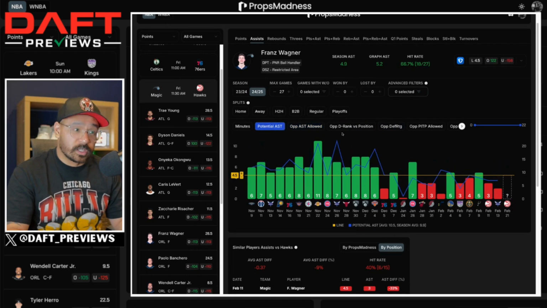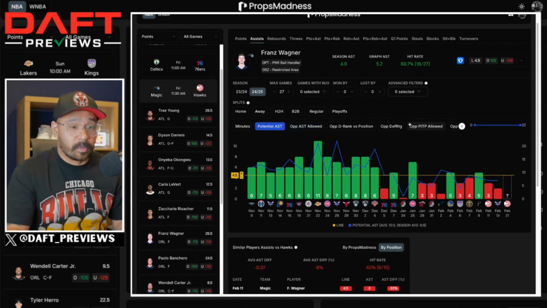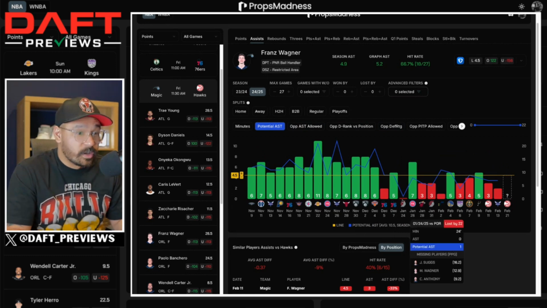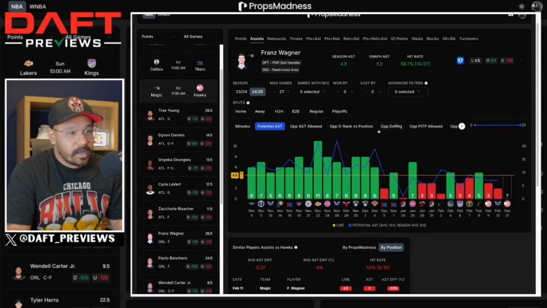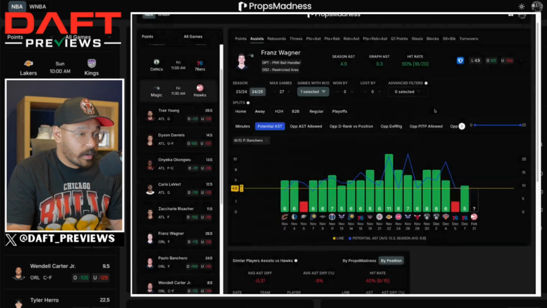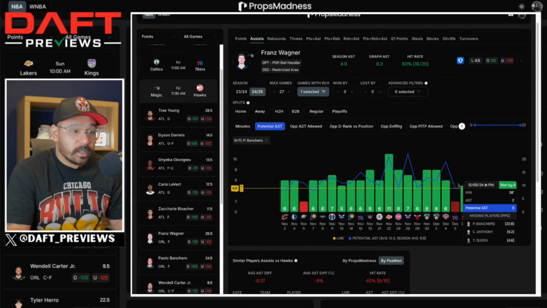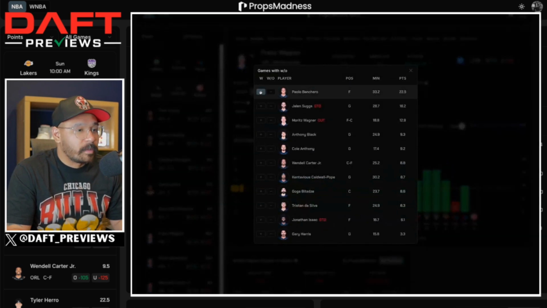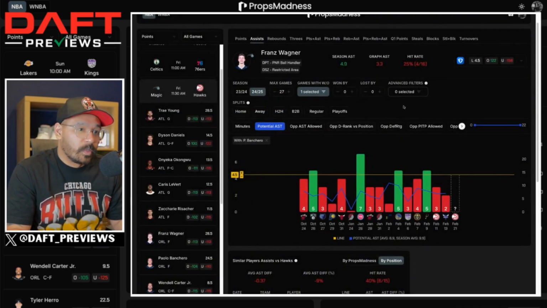And we can see just with Franz, I'm not going to take this as a bet, but in terms of potential assists, we can see recently, since January, his potential assist volumes died down. And I can only assume that's because Paolo Banchero is in the lineup. So without Banchero, he was getting 12.3 potential assists per game, covering this line like a madman. With Banchero in the lineup, we can see he's only averaging 3 assists and he's only seeing 6.9 potential assists. There's so many options here.